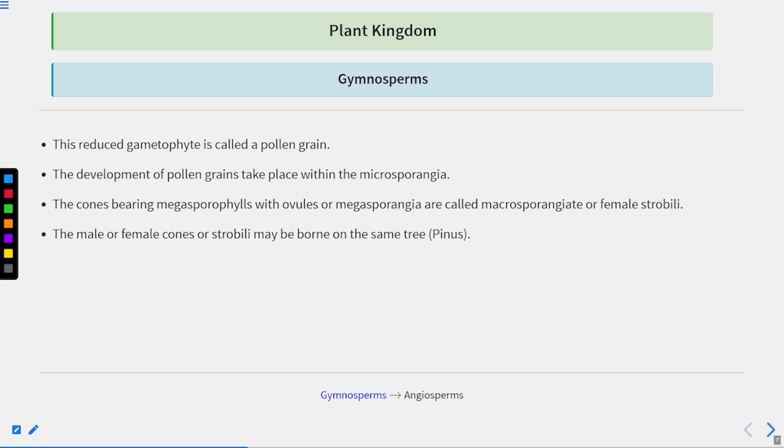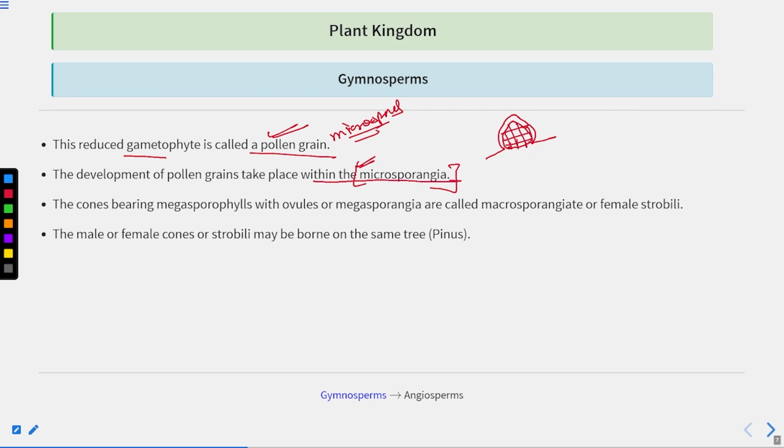Now, this reduced gametophyte is called the pollen grain. So the microspores are actually the pollen grain. The development of the pollen grain takes place within the microsporangia, so inside the microsporangia only. I've just drawn a rough figure. So this is the microsporangia.